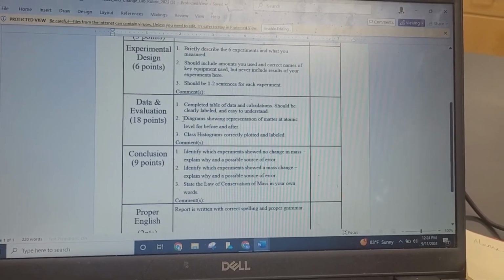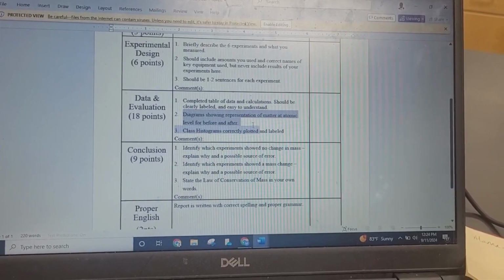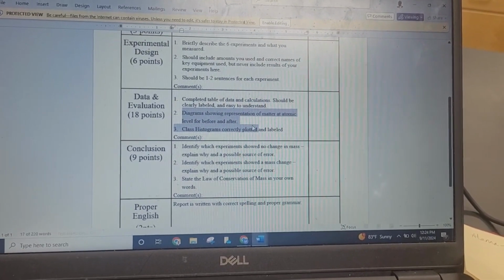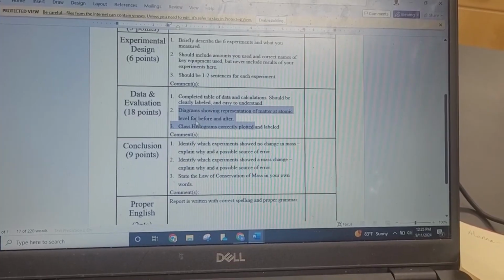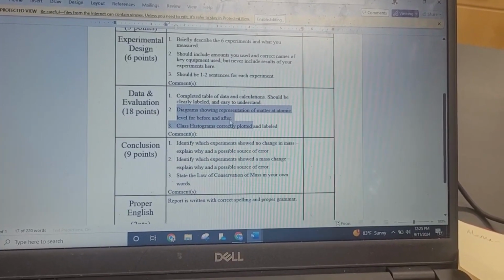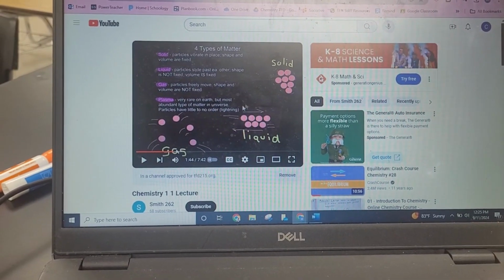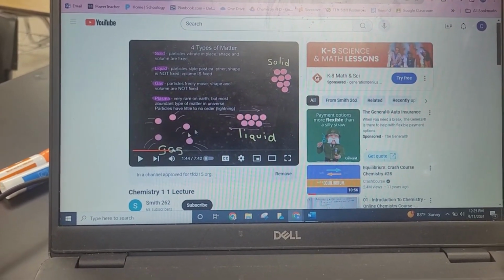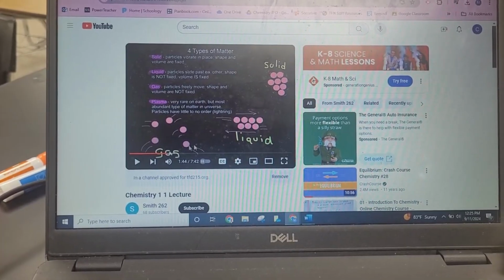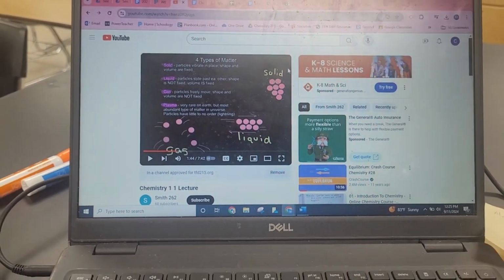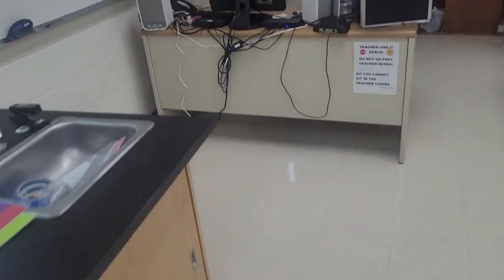All right, so right now for these particle diagrams, we're here in part 2. The diagrams need to show the atomic level, or the representation of matter at the atomic level, before and after, okay? These are particle diagrams, right? And so you're going to need to draw these before and after your experiment. The example I went over in class was for station 2, where we did the ice.